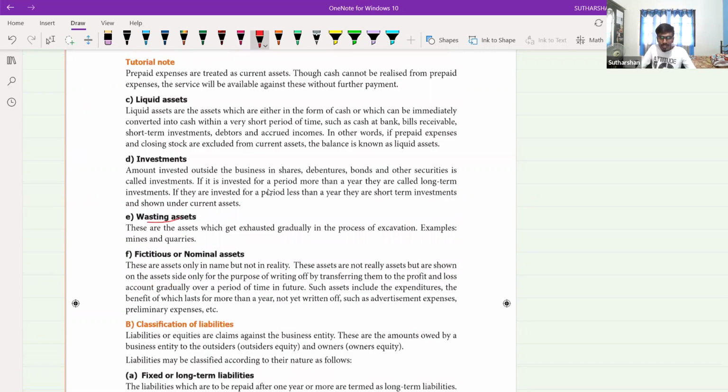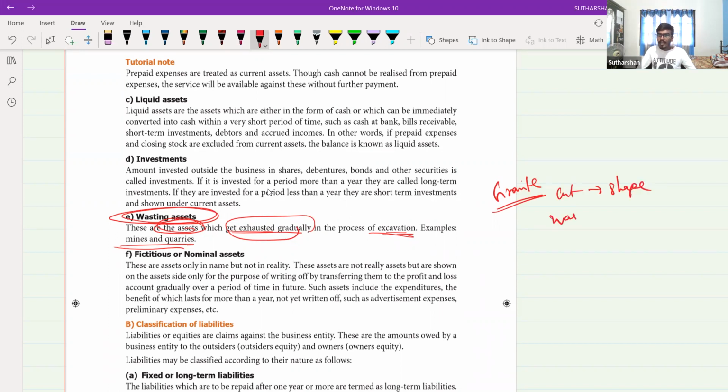Okay, this is a wasting asset. What is a wasting asset? These are assets which get exhausted gradually in the process of excavation. Example: mines and quarries. For example, let us take granite manufacturing. The rock is my asset. I cut it and shape it. Then some wastage will come, and until I sell that wastage, it will be my wasting asset.